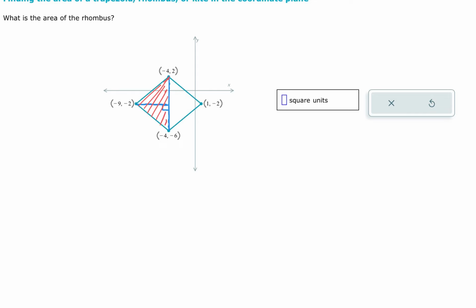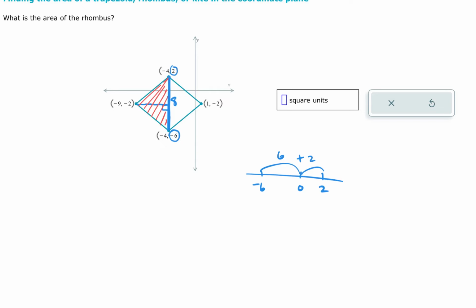So first of all, let's find the base. Remember, the base is this part right here, this blue part right here. And that's going to be the difference in the y values, because that's the distance up and down. So that's going to be the difference between -6 and positive 2. You probably can just count up again from -6 to 0 to 2. So that's going to be 6 plus 2 units, which would be 8 units.